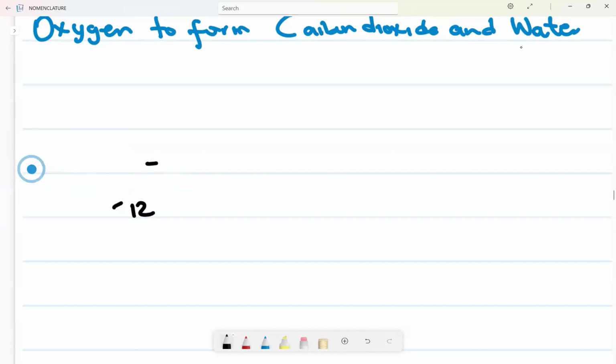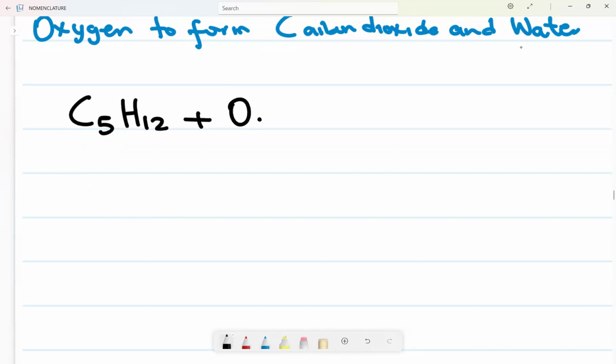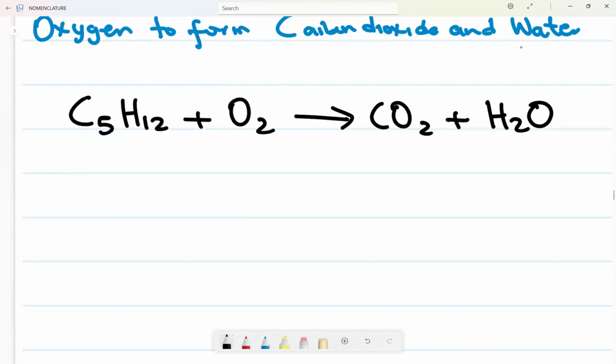So it means it will be an example like this. They like it in terms of molecular formula. Let's say we have C5H12 plus O2 forming CO2 plus water. You already have 2 marks by doing this, but the important part is being able to balance it. How do I balance this? I have 5 carbons here. The last thing you balance is oxygen; you end with oxygen when balancing.